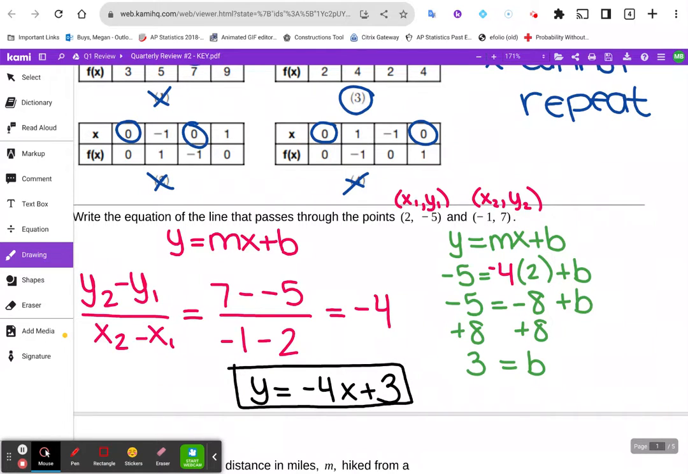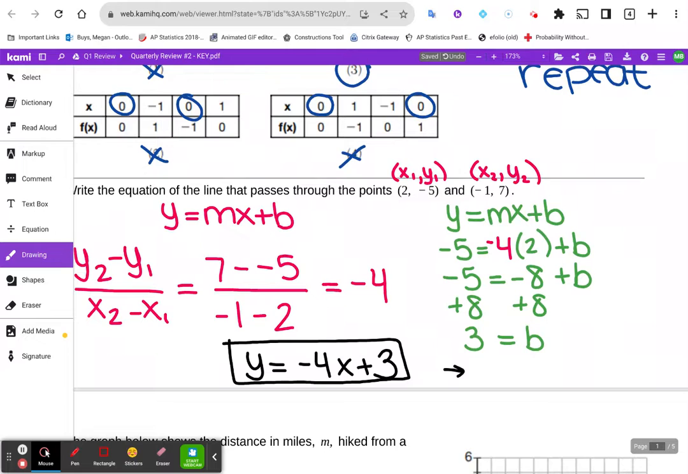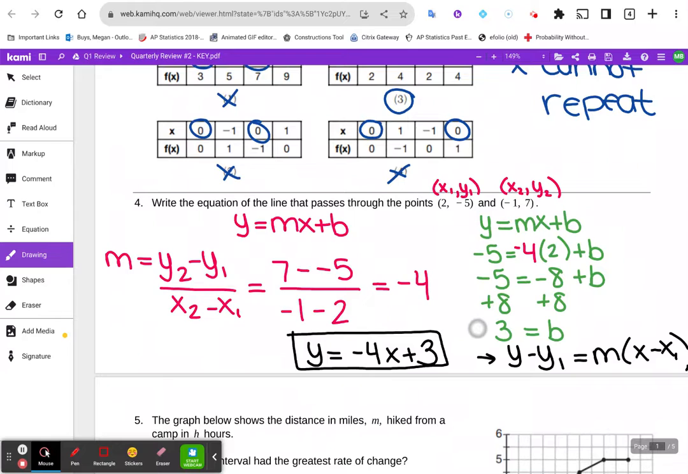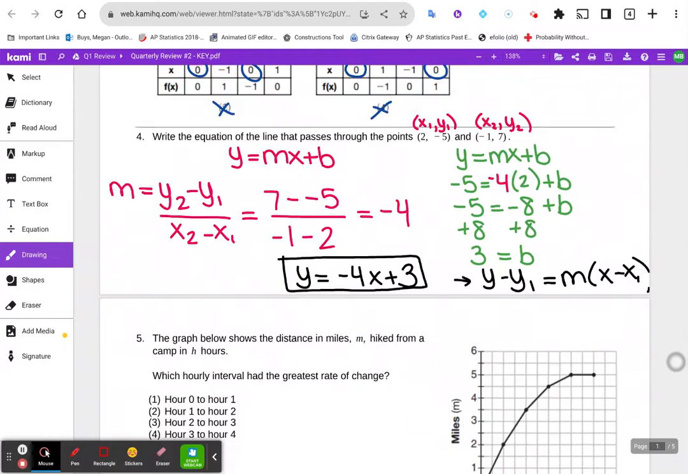Now, most of us said in class that we like this y equals mx plus b method. There's also another way to write an equation of a line. It's called the point slope formula: y minus y1 equals m times x minus x1. It's a little bit less work if you memorize that formula, because if you have the slope that we got in the first part, that negative 4, you can just plug in either one of the points, and that's an acceptable answer as well. If you have questions on that, feel free to ask me in class, but that's just another method of how you could do this.